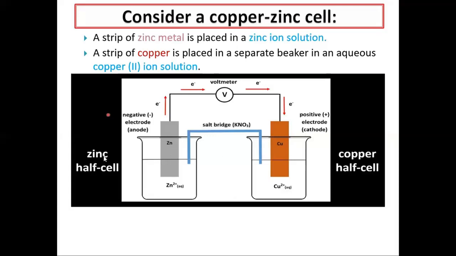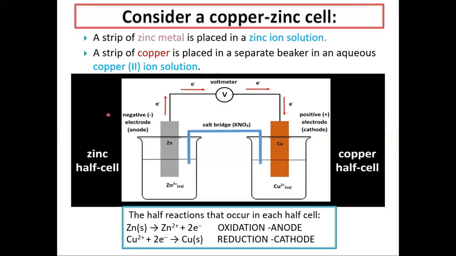That's the meaning. So this is the half cell for zinc and the half cell for copper. These two beakers are connected by a salt bridge. The salt bridge is very important in giving these two cells ions. We're going to look at them and you will understand them better. All right. Should we continue? Yes. So we are looking at the half reactions that occur in each half cell.